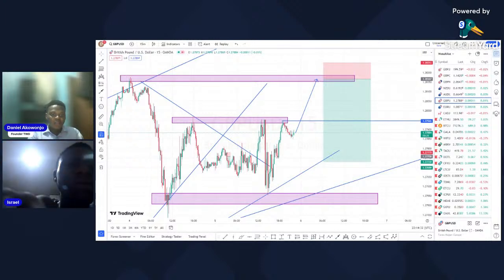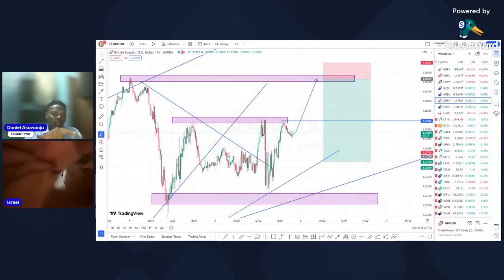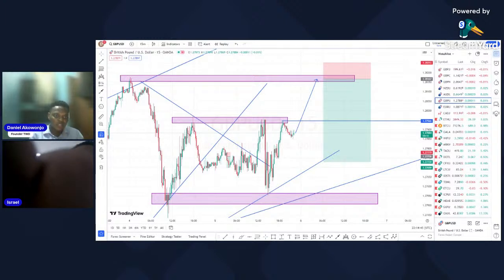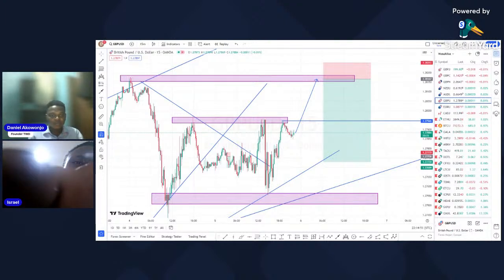Let me just give you a quick assignment, right? Just go ahead and identify any doji, all those candlesticks. Identify all of them. Do you understand? Screenshot them, stack them, and send them to me. I want to be sure you have a clear understanding of each candlestick. Do you understand? Okay.